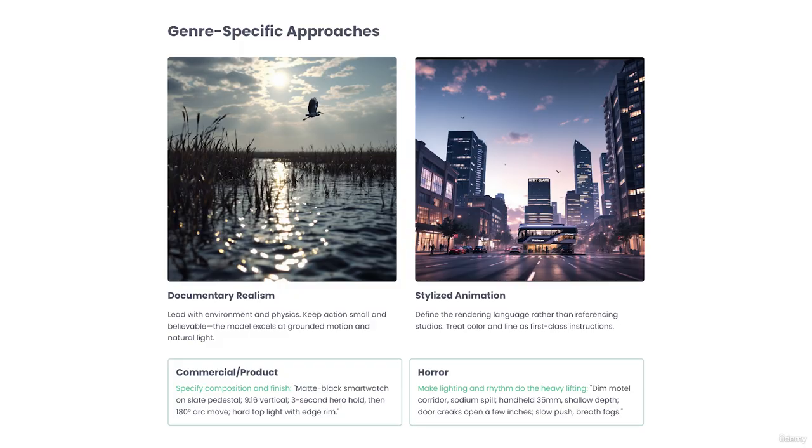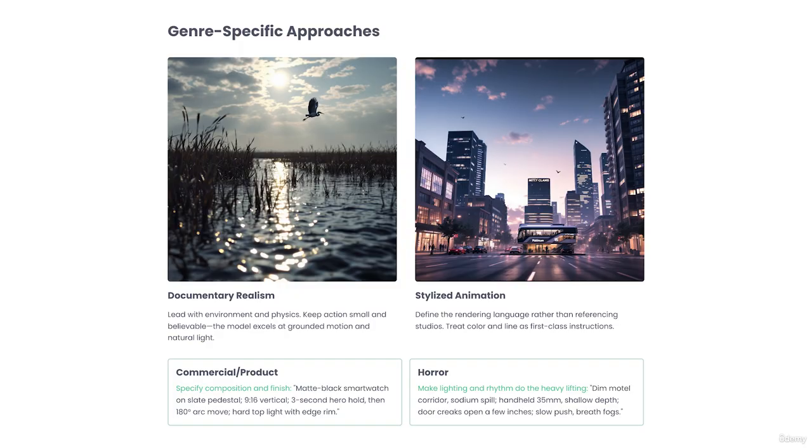For commercial or product work, specify composition and finish. Matte black smartwatch on slate pedestal, 9:16 vertical, 3-second hero hold, then 180-degree arc move, hard top light with edge rim, micro droplets, clean reflections. In Veo 3, you can request tight whoosh transitions and crisp click foley. If you're on Veo 2, write the visual exactly and plan to add sound in post.